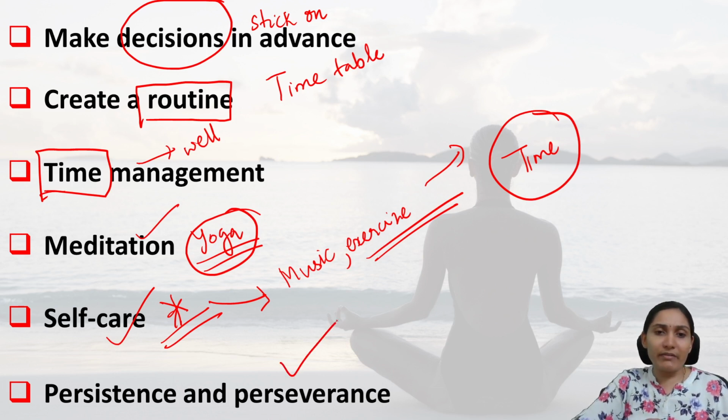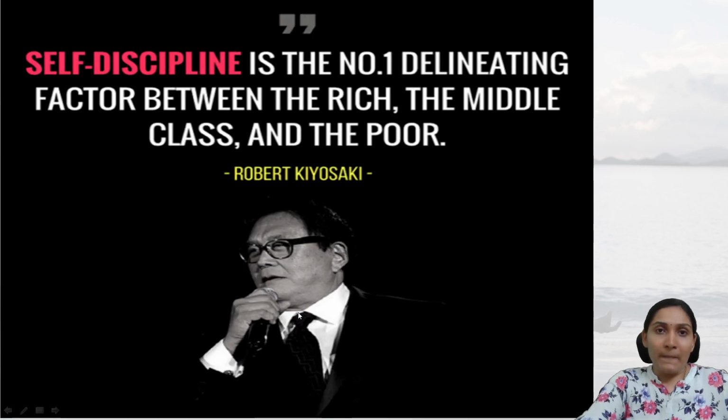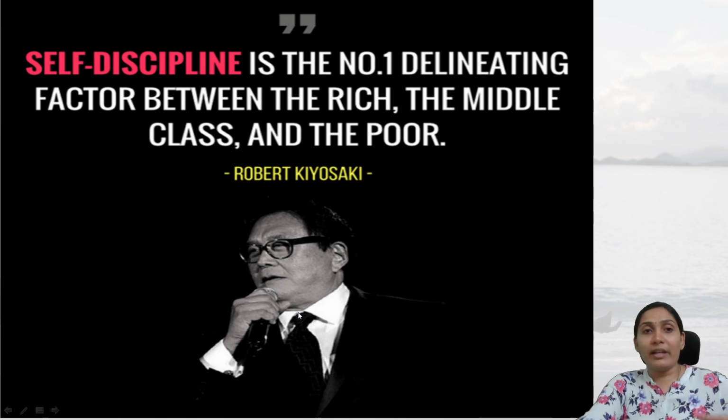Persistence and perseverance. You have to continue working on your dream until it is achieved. Never stop until the goal is met. And finally, self discipline is the number one delineating factor between rich, middle class, and the poor. I have heard this quote; it is not my quote. It's not your mistake that you are born to a poor family or that your economic or social background is low.